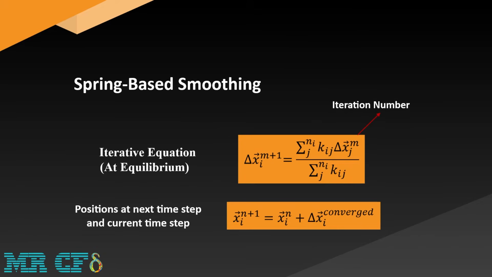In equilibrium, the net force on a node due to all the springs connected to the node is equal to 0. This condition leads to an iterative equation where m is the iteration number. Since the displacements at the boundaries are known, the previous equation is solved using a Jacobi sweep on all interior nodes. So at the time of convergence, the location is updated in this way, where n and n plus 1 represent the location in the current time step and the next time step respectively.